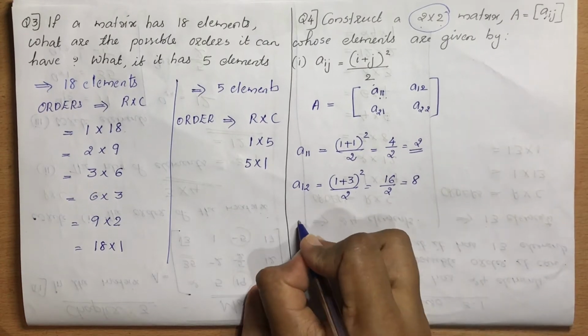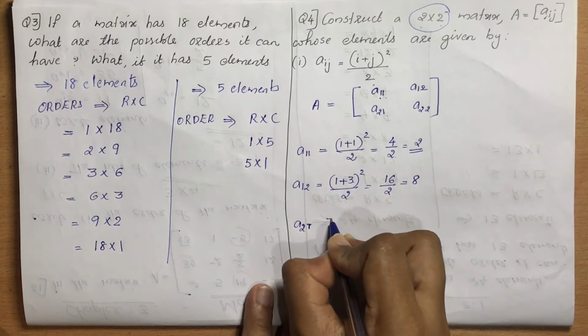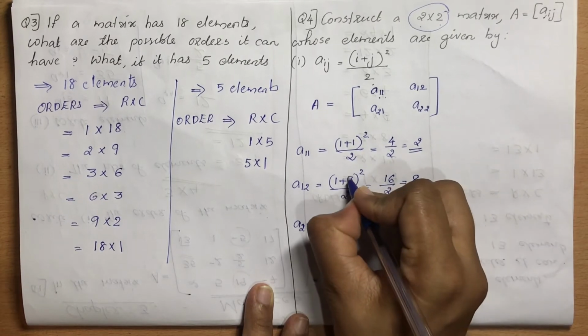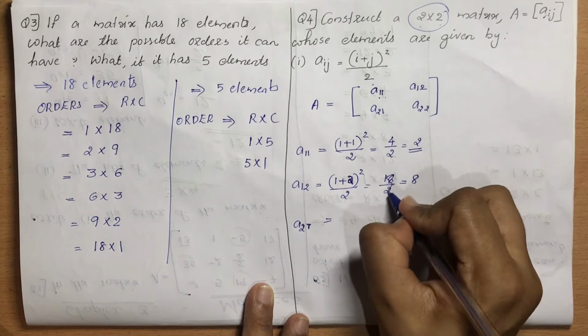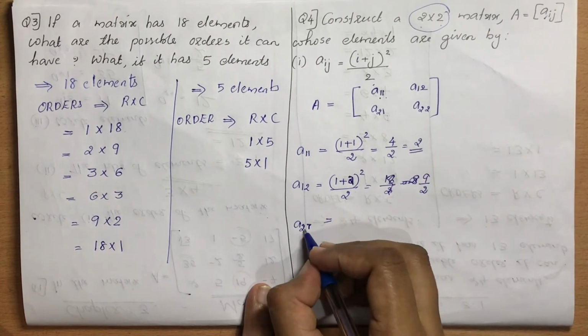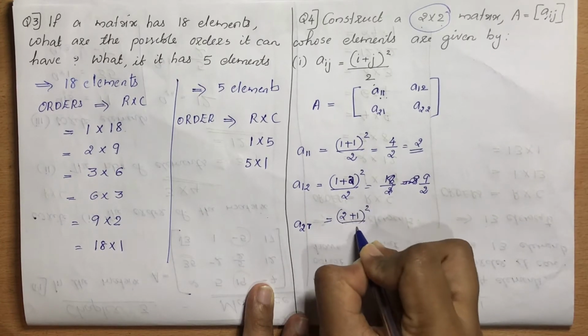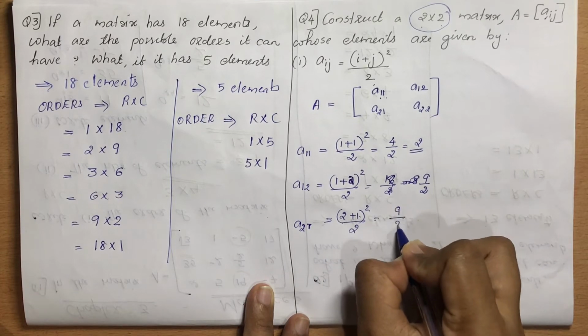Correct. Next, A21. Sorry, this is A12, right? So 1 plus 2 is 3. 3 square is 9. 9 by 2. Next A21. That means (2 plus 1) the whole square by 2. 2 plus 1 is 3. 3 square is 9. 9 by 2.